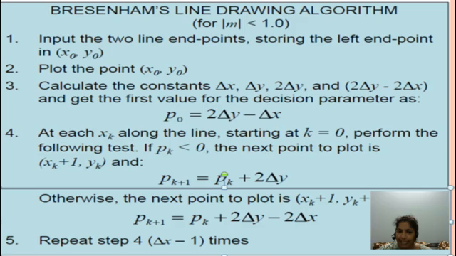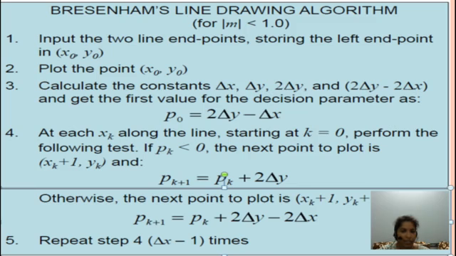At each xk along the line, starting at k equals 0, perform the following test. If pk is less than 0, the next point to plot is xk plus 1, yk. x we are anyway incrementing by 1, and y we have to decide. So if pk is less than 0, y will be yk, and the new decision parameter pk plus 1 is equal to pk plus 2 delta y.